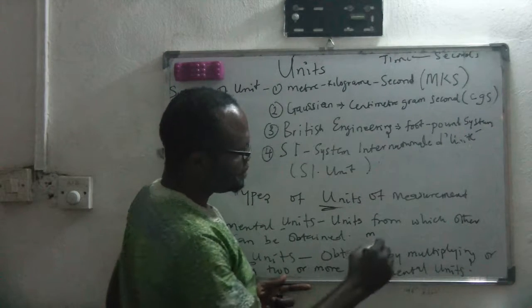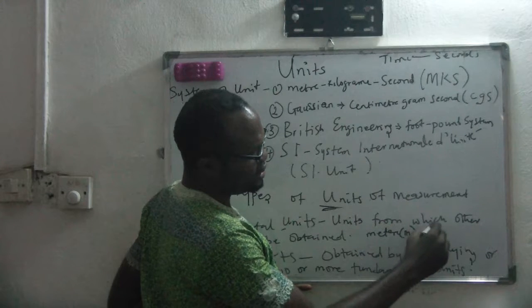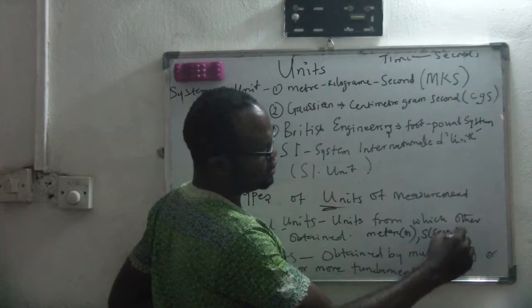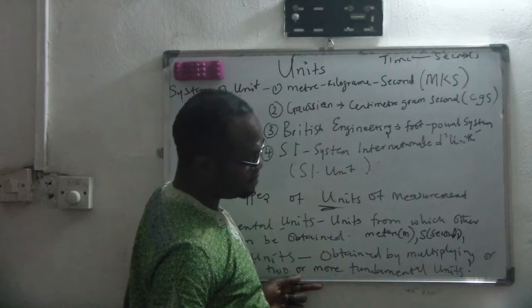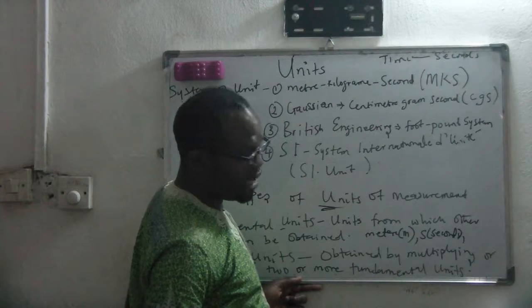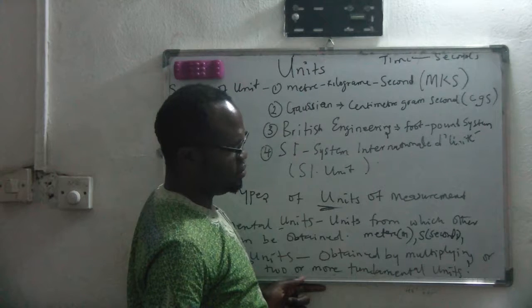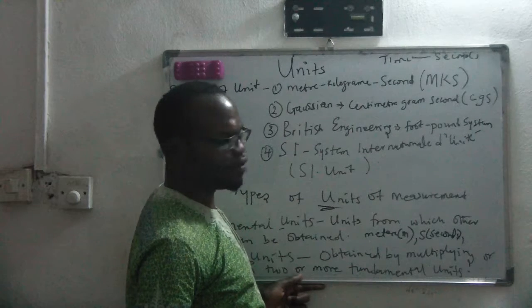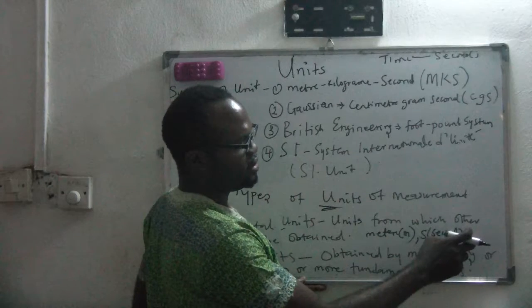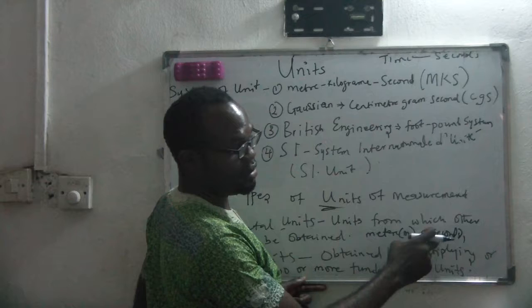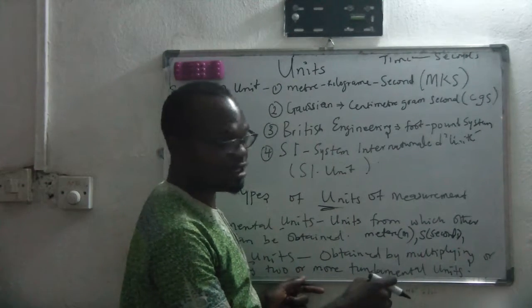Those units are M, standing for meter, and S, standing for seconds. The three basic quantities are length, time and mass.